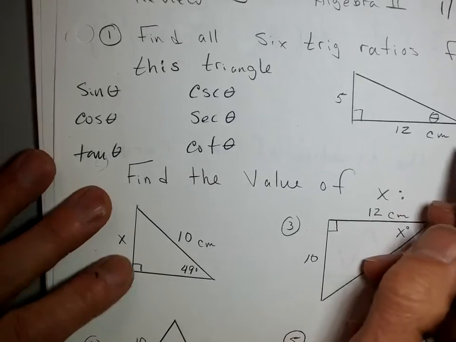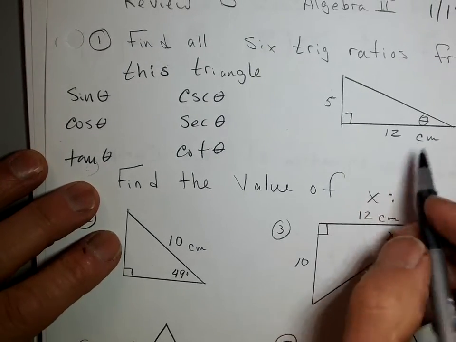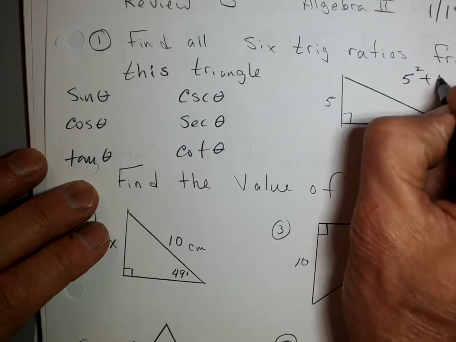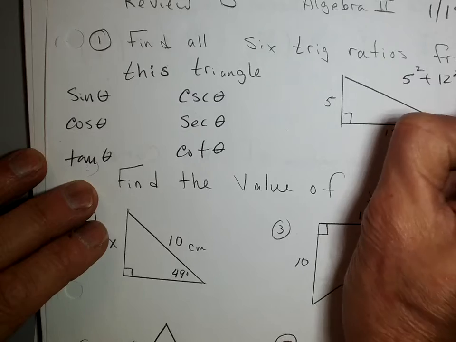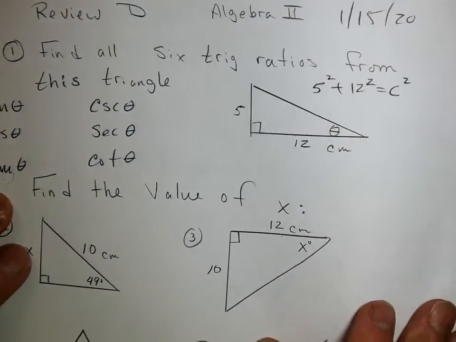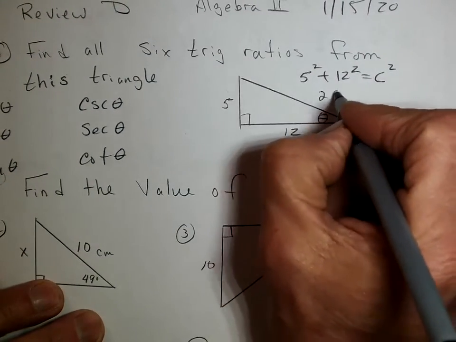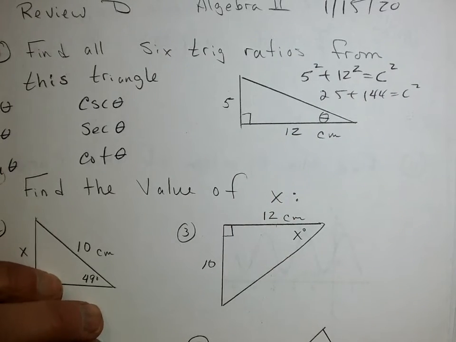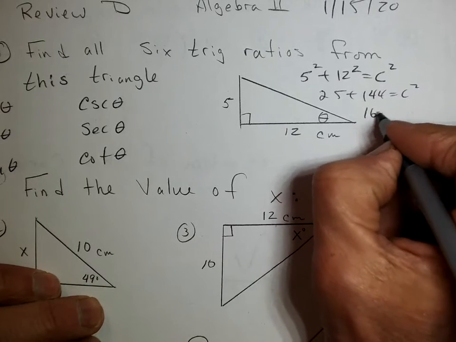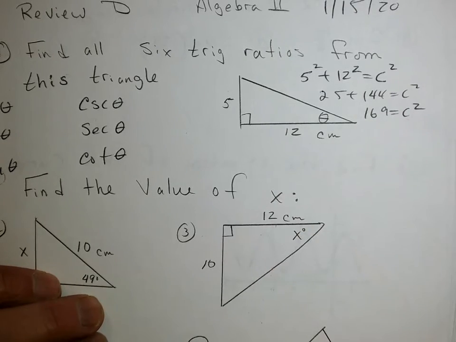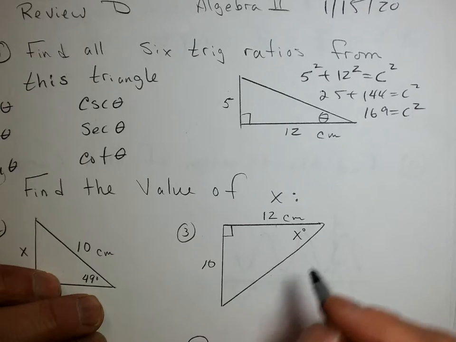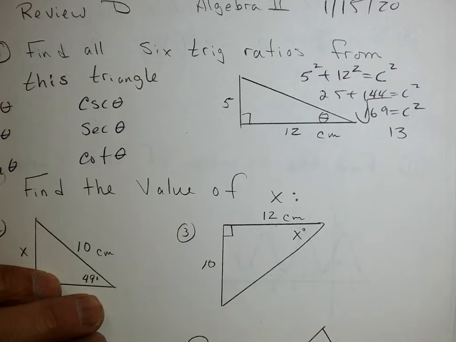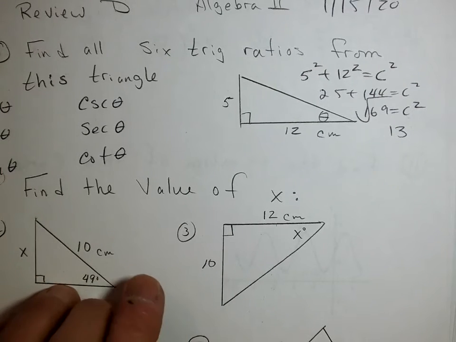So the hypotenuse from Pythagoras' theorem is simply going to be a squared plus b squared equals c squared. So 5 squared plus 12 squared equals c squared, right? Just going to use Pythagoras' theorem. 25 plus 144 equals c squared. 169 equals c squared. Square root of that is 13. So I'm going to put my 13 on my hypotenuse.